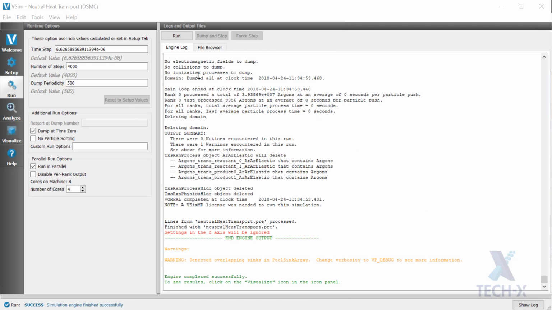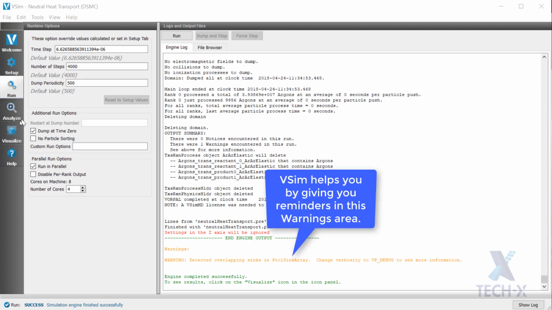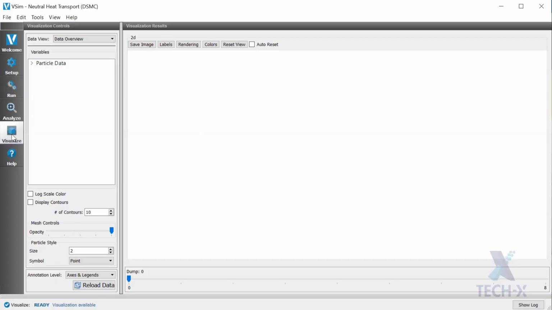All right, we can see the simulation is now finished. It did all 4,000 time steps and exited without error. So we can go on now to visualize the data of the simulation we just ran. So we go over and click on Visualize, and it loads the data files.